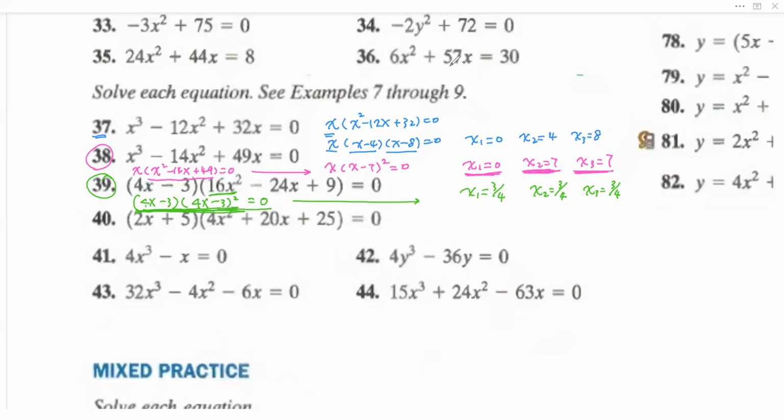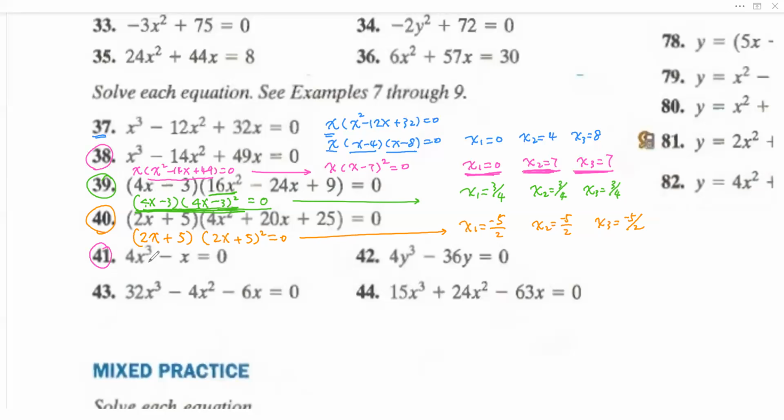Did you guys have different answers? If you have a difference, please let me know. All right, let's go to 40. 40 looks the same as 39. So this part is 2x plus 5 squared equals 0, right? So they have 3 of the same answers as well, -5/2. All right, so this is much easier, right? Okay, let's move on to the next one.